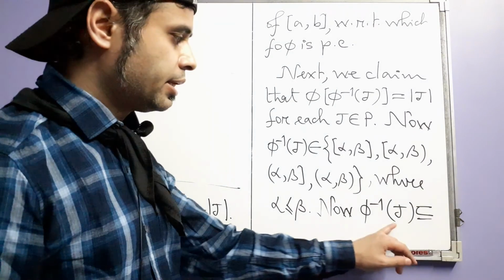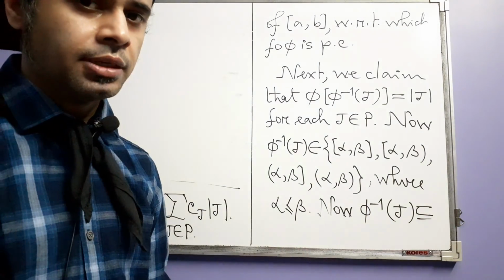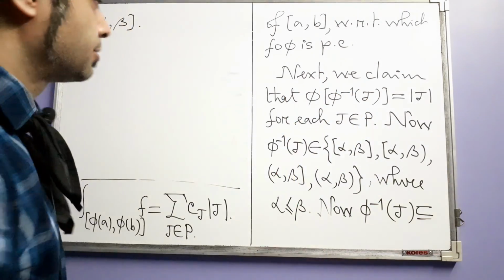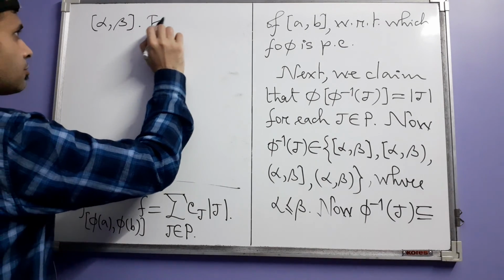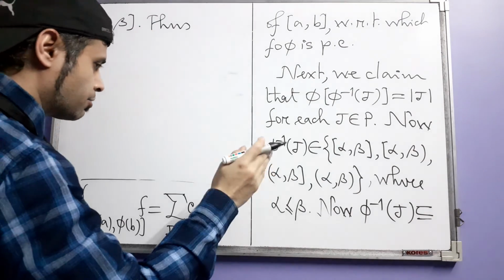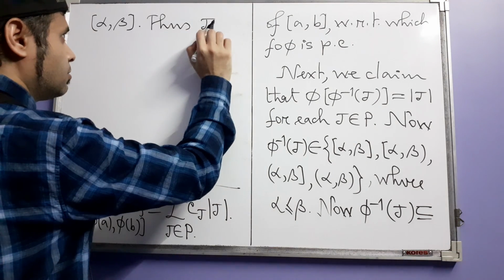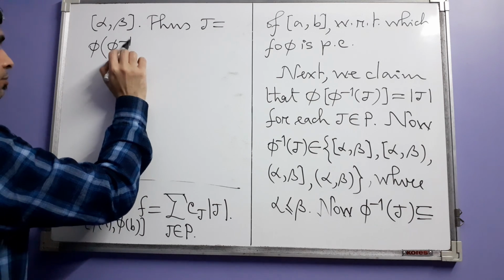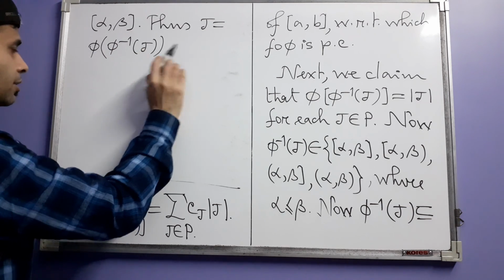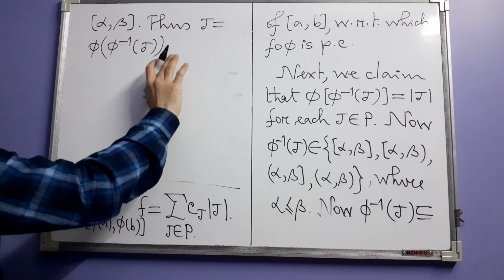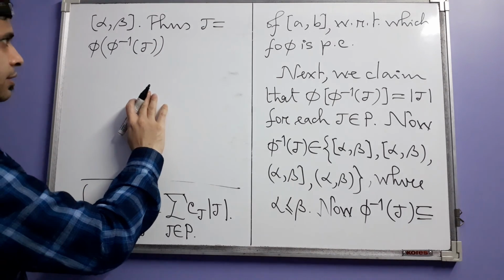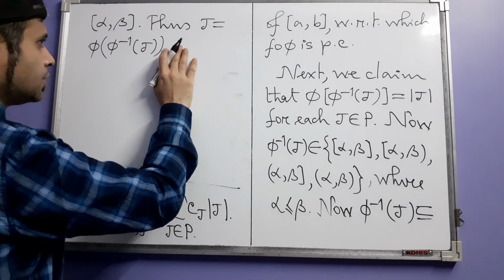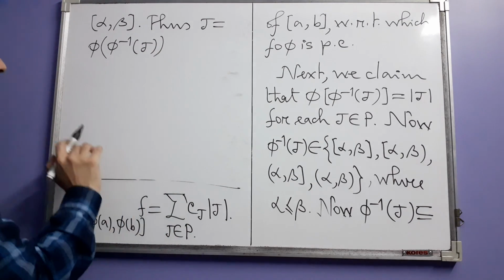So, now if we take the phi image of phi inverse of J, this time we are really taking the phi image of phi inverse of J, not the phi length. On one hand, that will be equal to J. But the question is why? Why is it equal to J? In general, you do not have equality here. It is equal because phi is onto. I will write the justification.